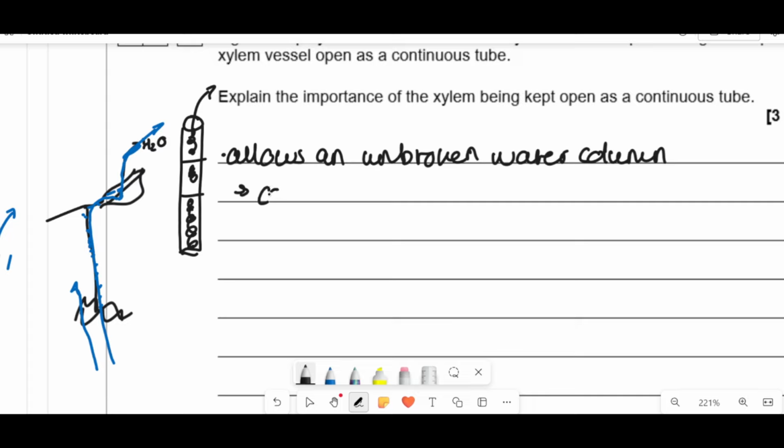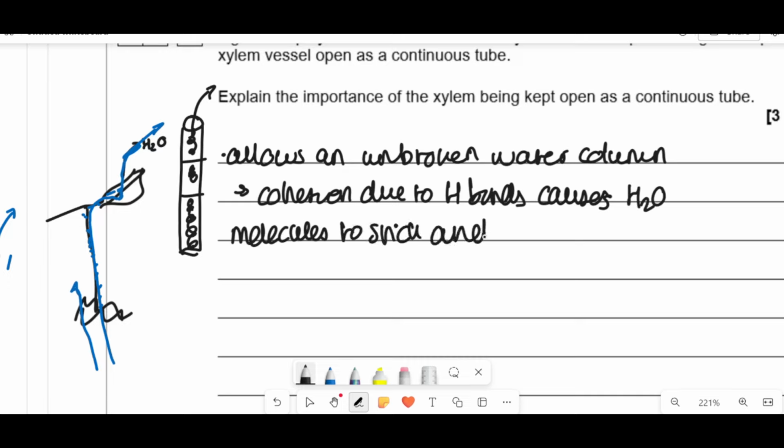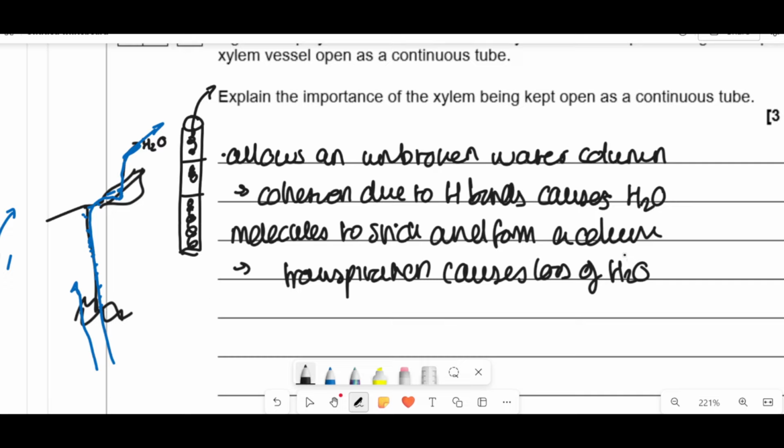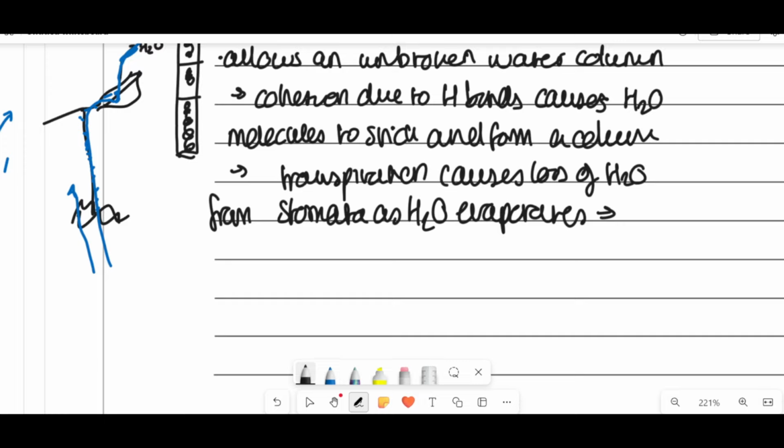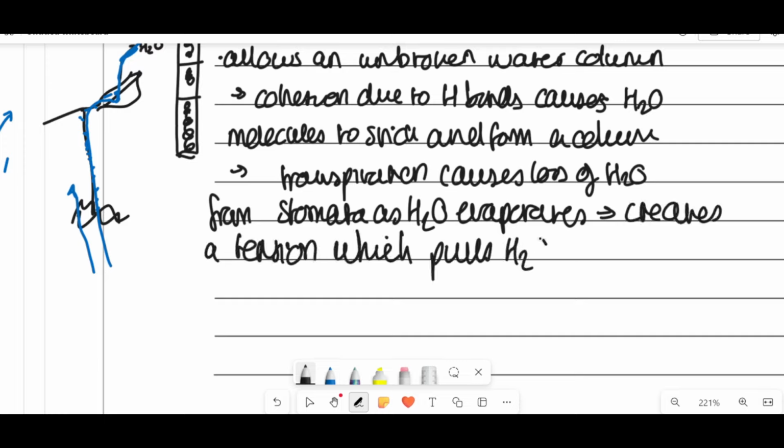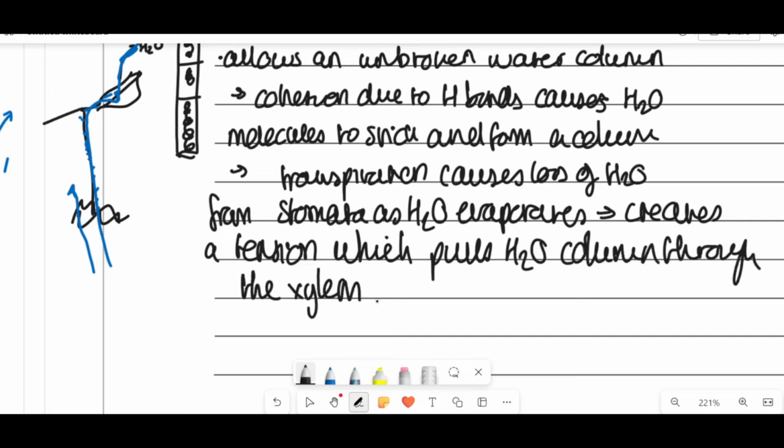What happens is cohesion due to hydrogen bonds causes water molecules to stick and form a column. Then transpiration causes loss of H2O from the stomata as H2O evaporates. And what this does is it creates a tension which pulls the water column through the xylem. If we had a non-continuous tube that had breaks in it, this wouldn't be possible, like I've just described there. So that's how this question works.